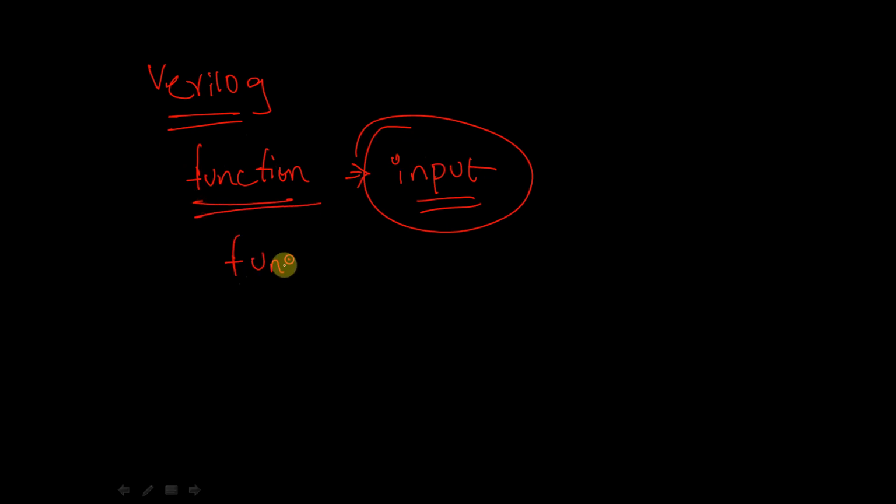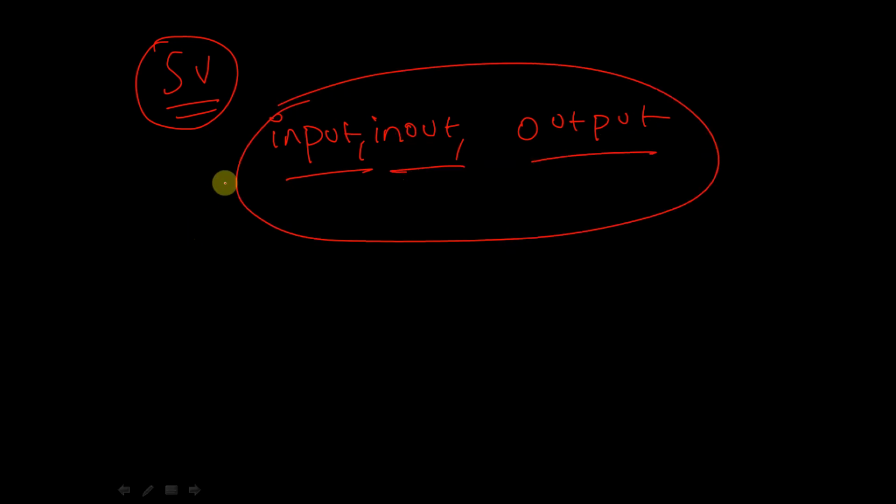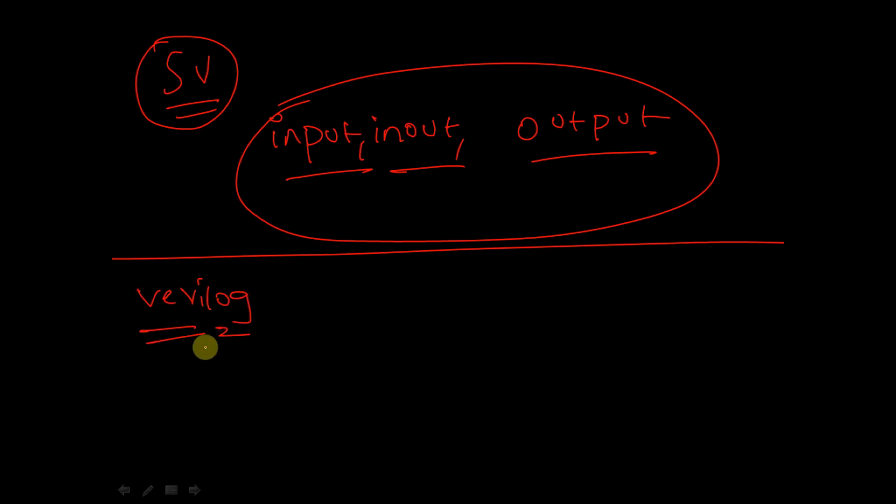For example, a function named ex can only have an input argument. That's it. Whereas in SystemVerilog, we can have input arguments, in-out arguments, and output arguments. So we can have all these three types of arguments in SystemVerilog. This is an enhancement in SystemVerilog. And coming to one more enhancement, in Verilog, we cannot have void functions.